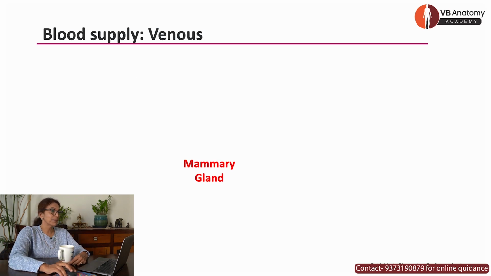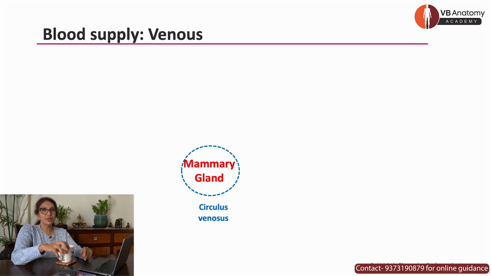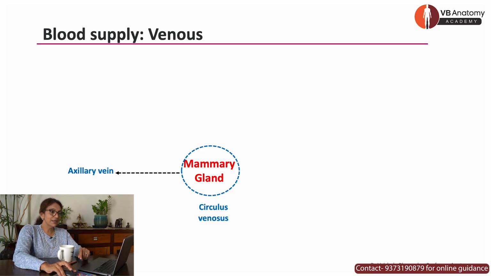What about venous drainage? Do the veins correspond? Basically, venous drainage results in a circulus venosus, from where blood goes to the axillary vein, internal thoracic vein.